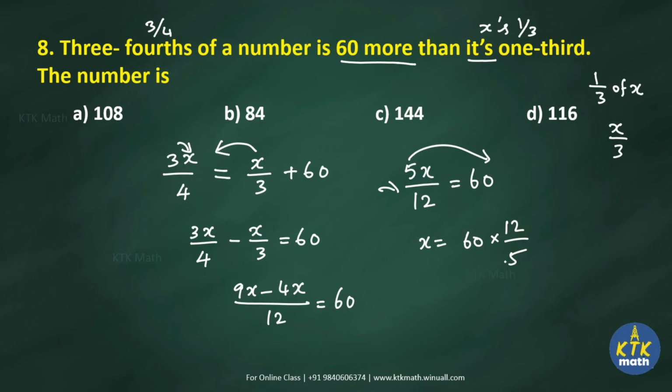So 60 into 12 by 5. Now you can cancel 5 and 60 how many times? 12 times. 12 12s are 144, which is your answer. Is it there in the options? Yeah, it's there here.